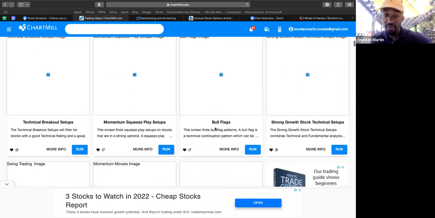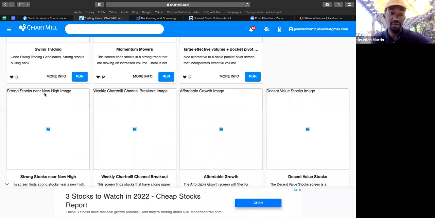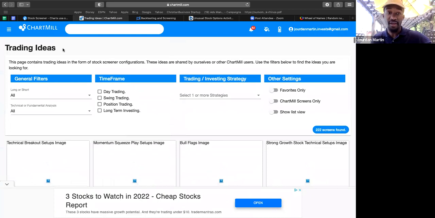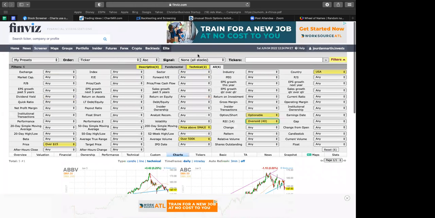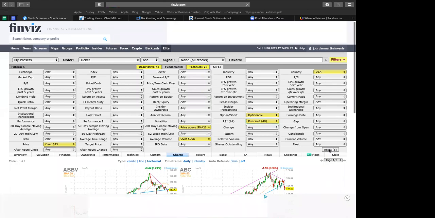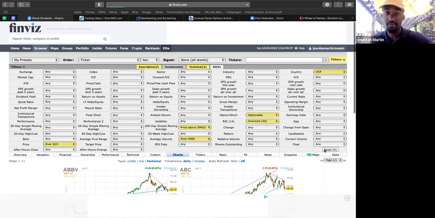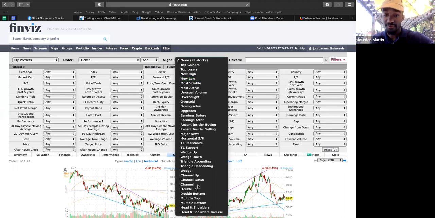So you can already pull up bull flags, squeeze plays, breakout setups, momentum setups, stocks strong and near highs, right? Chartmill is good for that. I don't know if Finviz has some preset scanners like that, where they do, but not like this. I think theirs is mainly technical based. I'm sorry, I gotta show y'all that. Go back. So another thing y'all can do with Finviz that's pretty cool when it comes to their TA that somebody was asking about is you can actually scan for certain patterns.